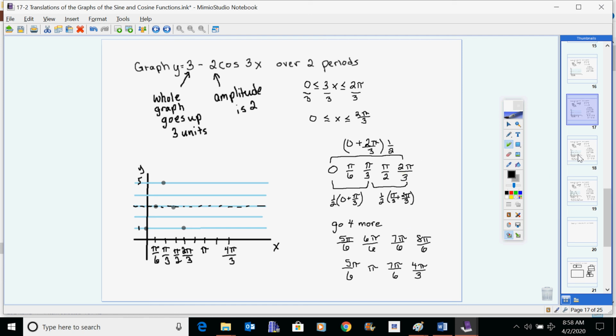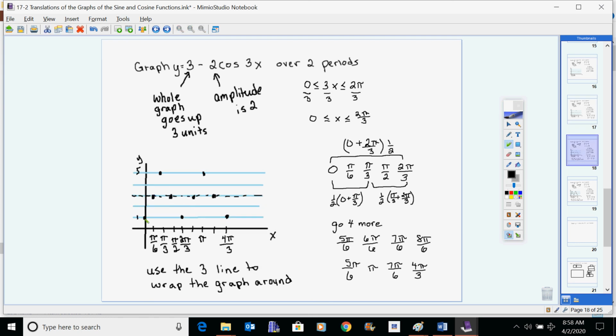Then you'll need to extend that to keep going. We went down, middle, up, middle, down. Then we have to go back to the middle. And then we have to go back up. And then we have to go back to the middle. And then we have to go back down. Notice that we're taking up the entire amplitude.